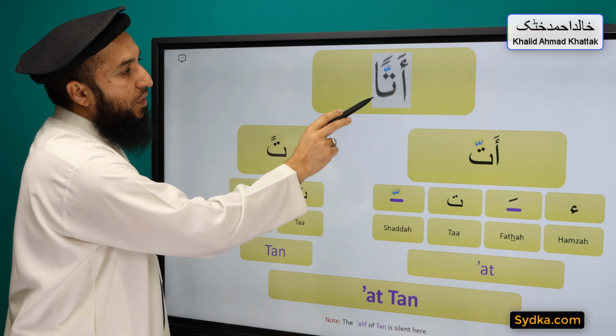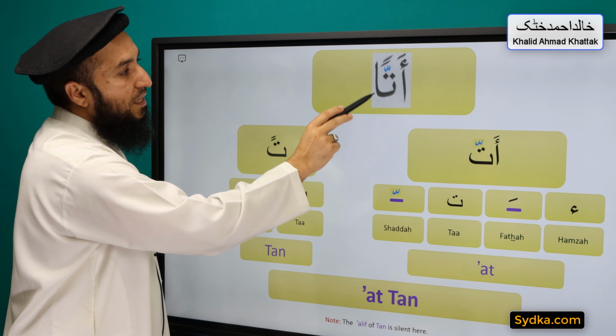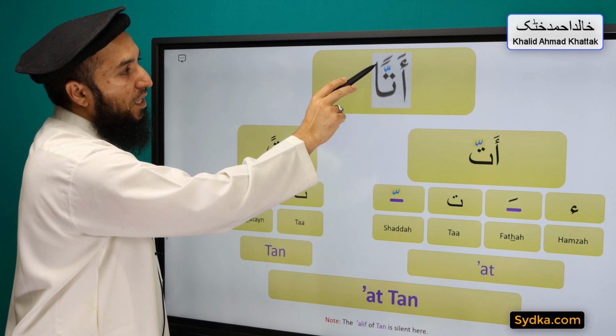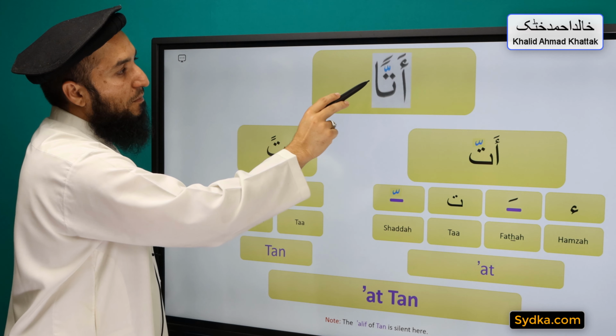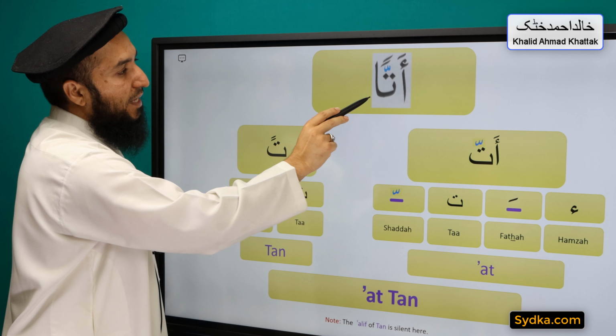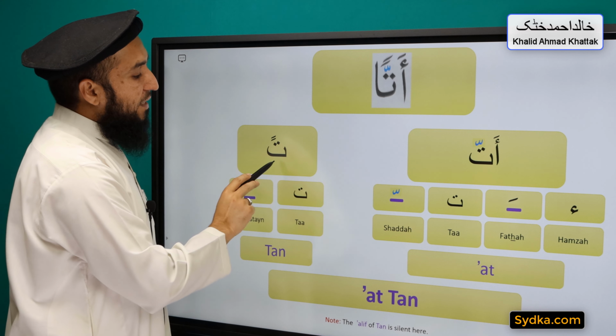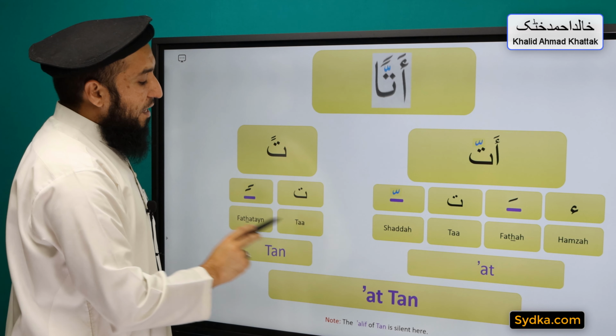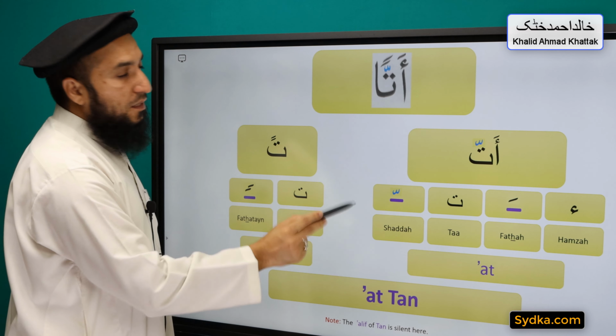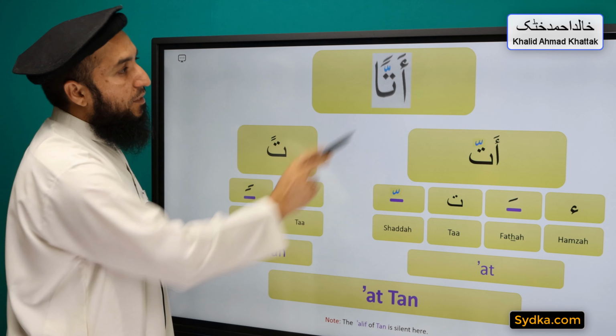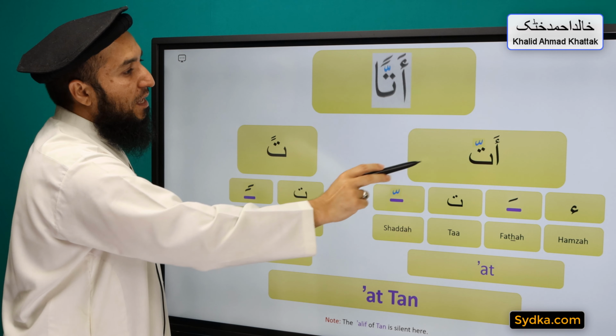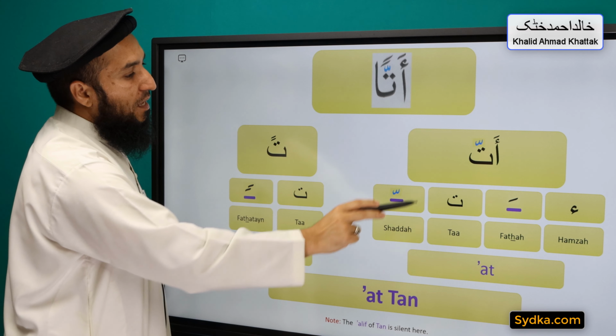The second syllable we have is Ta Fathatain, Tan. Ta is a light letter, it has Fathatain on top of it, and this alif is silent. Ta Fathatain, Tan. Combining both syllables together, we have Attan.